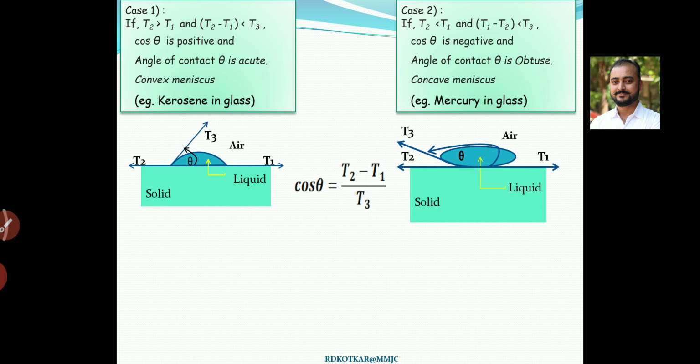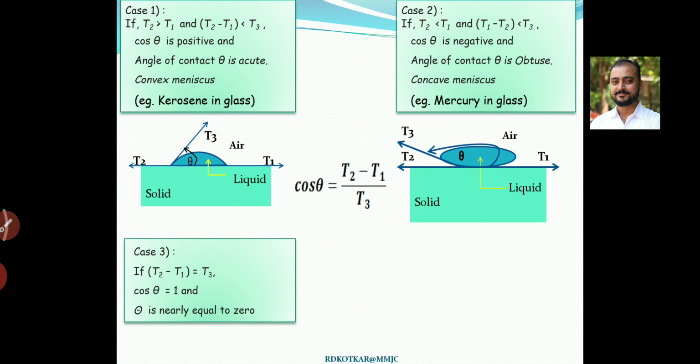So again, what happens? Cos theta has a value that is negative and less than 1. Because of that, the angle formed here is obtuse. As an obtuse angle is there, the shape formed is a concave meniscus. The example for that is mercury in a glass. So you can observe the formation of the meniscus, the simple shape, and the angle theta, which is obtuse.